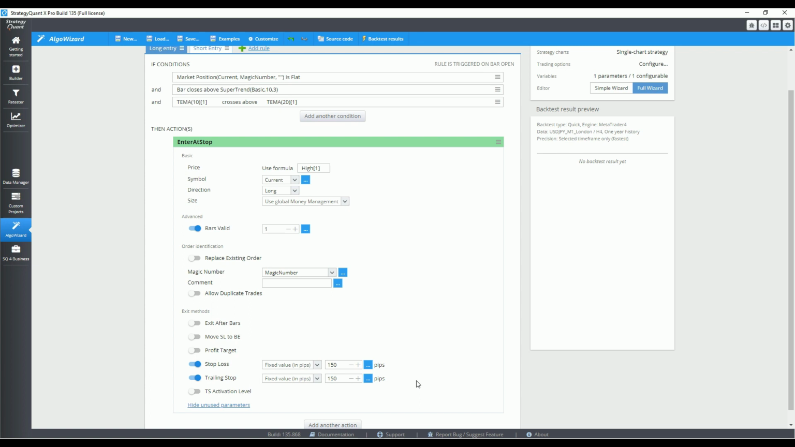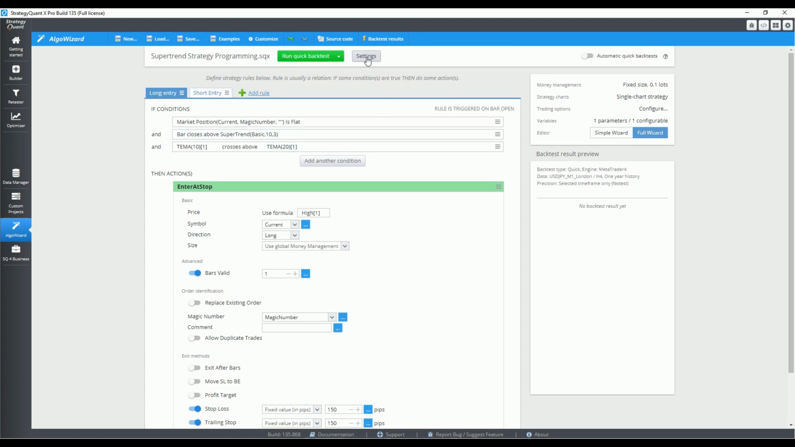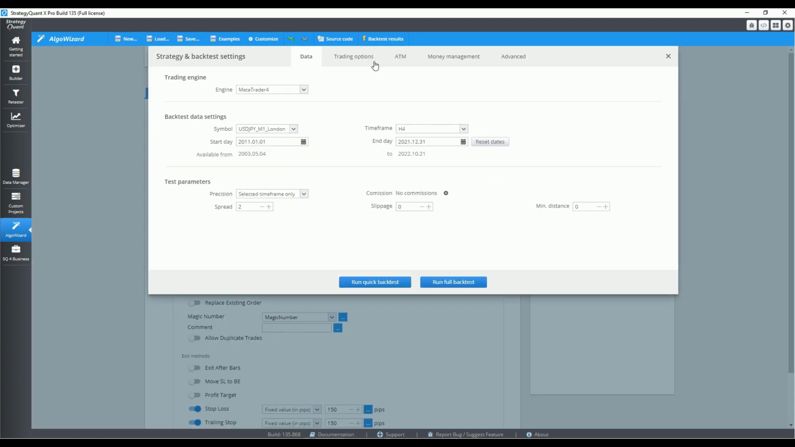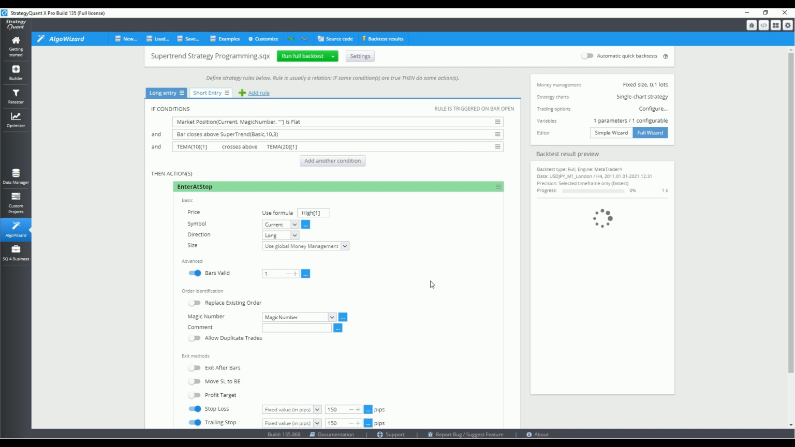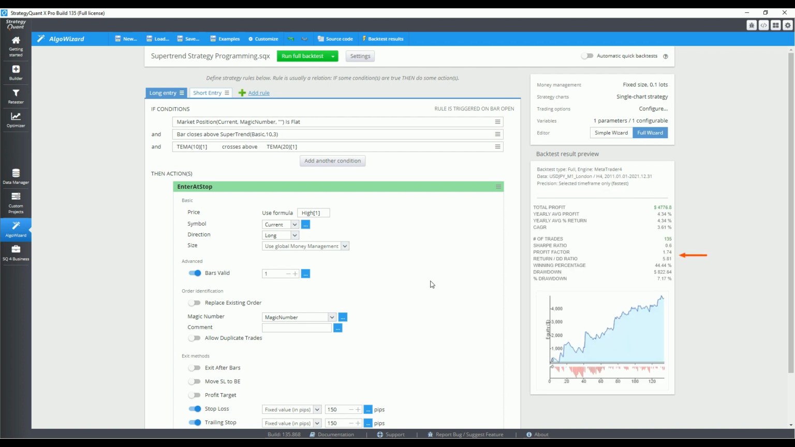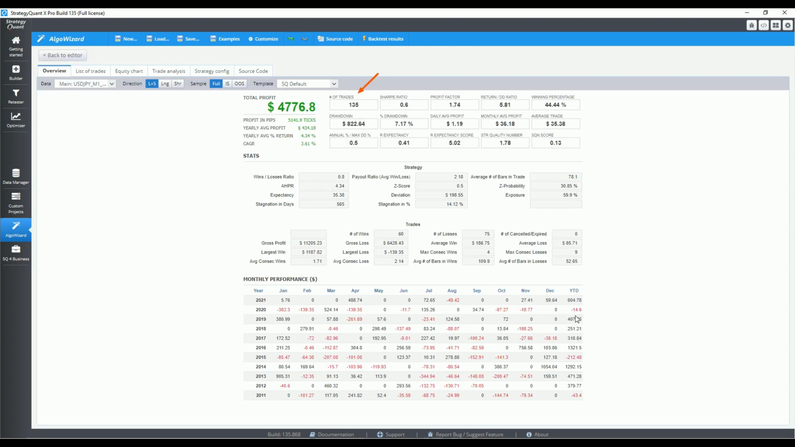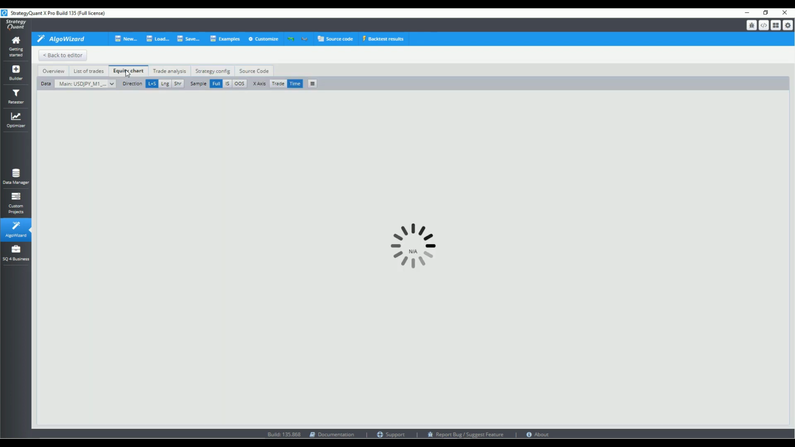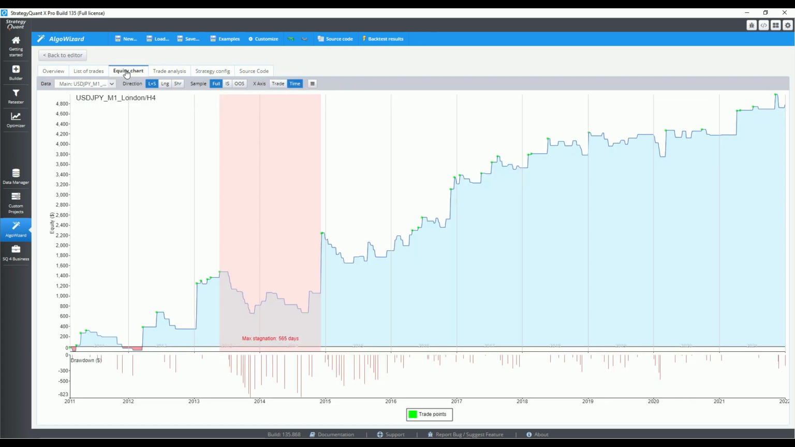And that's it, no fancy secrets or tricks. For backtesting, I will choose the 4-hour dollar-yen, from January 2011 to December 2021. And voila, we have a good profit factor and return over drawdown. Perhaps the only downside would be the small sample of 135 trades over 11 years, which translates to about 1 trade per month. On the flip side, you can easily trade this strategy manually and keep your day job.